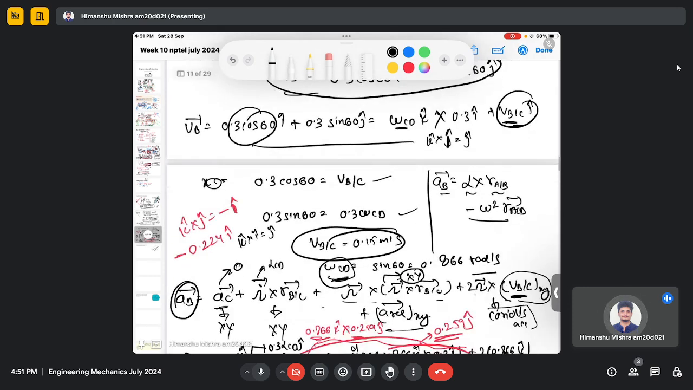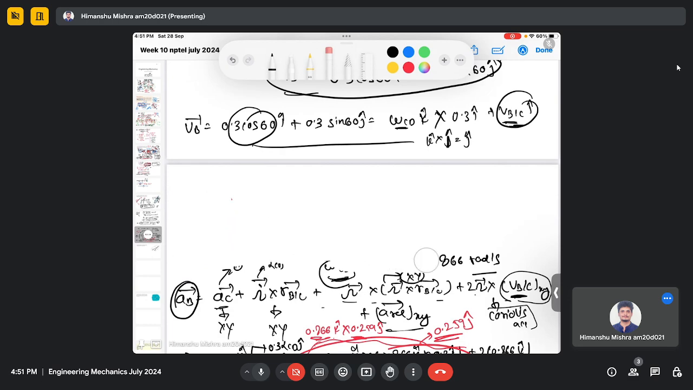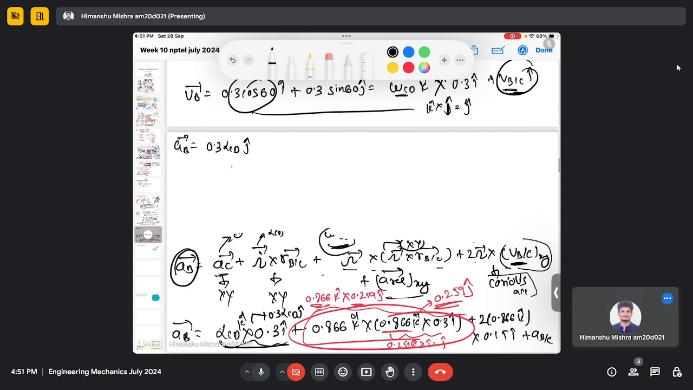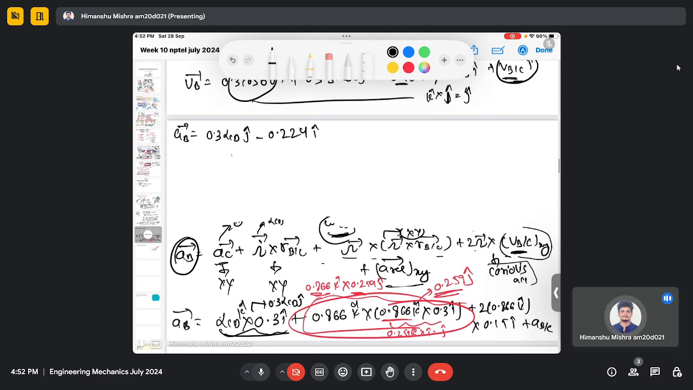So your equation will be here: 0.3 alpha CD j minus 0.222 I. And then we need to find the Coriolis term. It is the cross product between k and I, so the resulting quantity will be j, and the magnitude is the multiplication of 2 into 0.866 multiplied by 0.15, which is 2.598. So this is my Coriolis term, and this is my relative acceleration in the i direction. So this will be my equation.